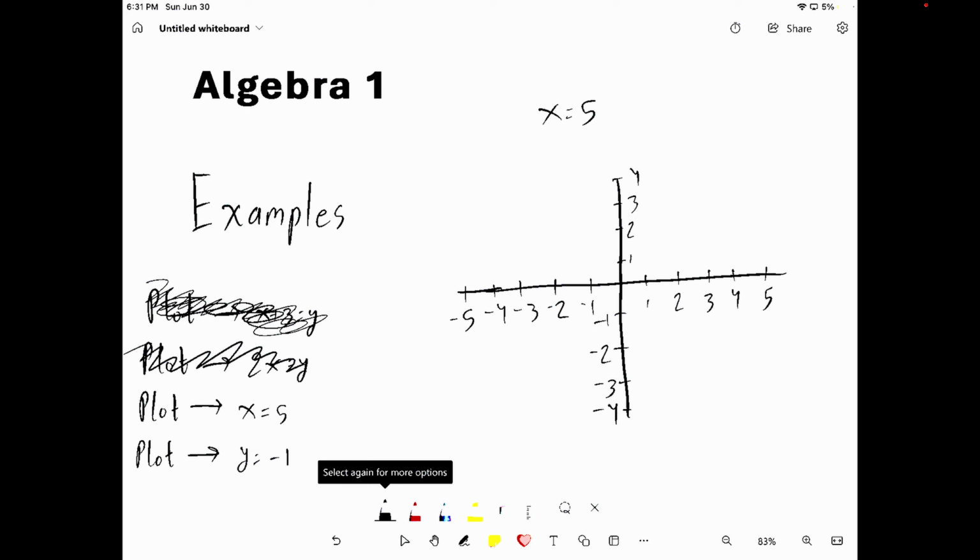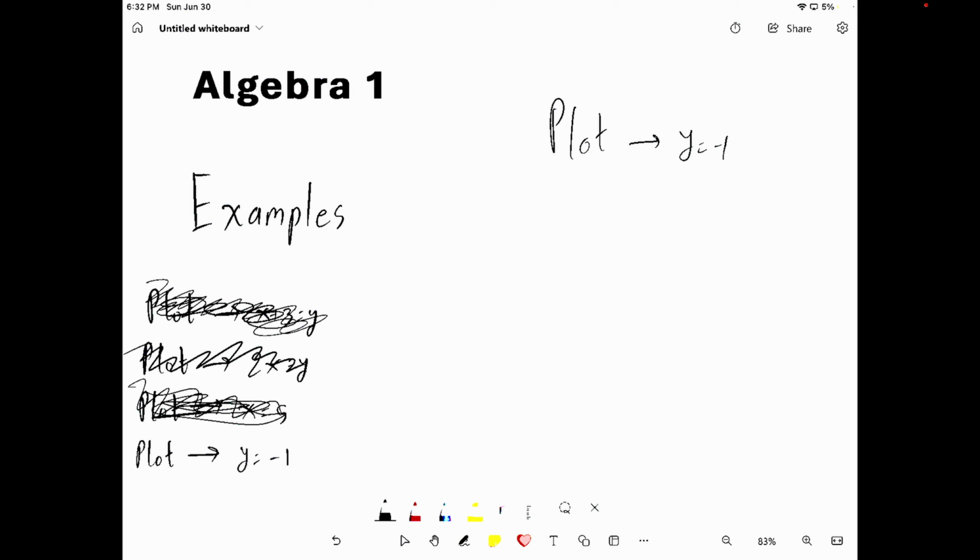So what we have here is x is equal to 5. So x is equal to 5 would only be on this vertical line, right? (5, 1), (5, 2), (5, 3), (5, 4), and all the way like that. So all we would have to do is draw a vertical line that intersects at this 5 point. That's x is equal to 5. It's really simple. Our fourth and final example is y is equal to -1.